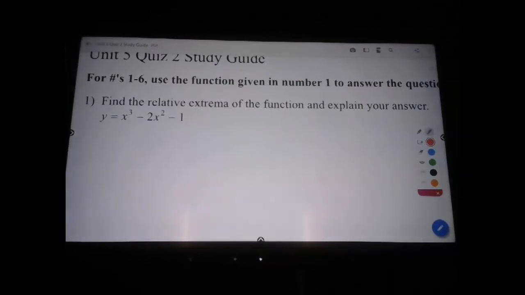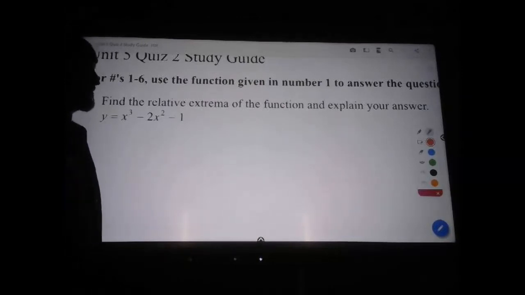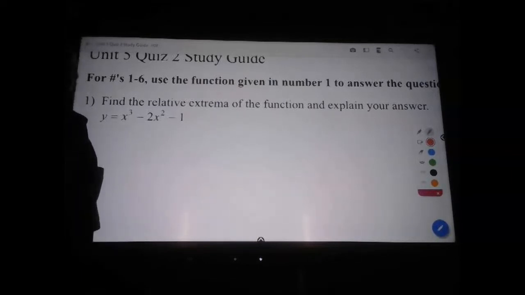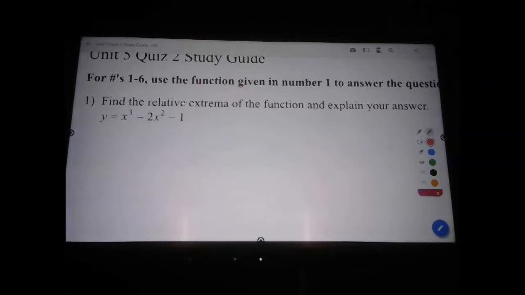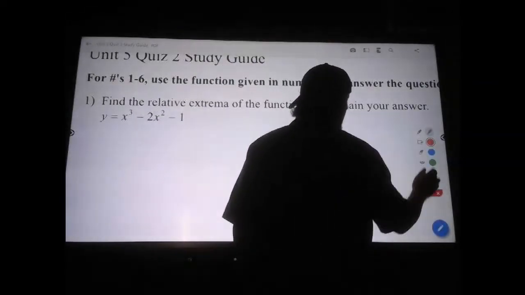So with number one, it says that we're to find the relative extrema. It doesn't really matter to me whether you want to use the first derivative test or the second derivative test. Either way, so long as you find the extrema, you're good, okay?